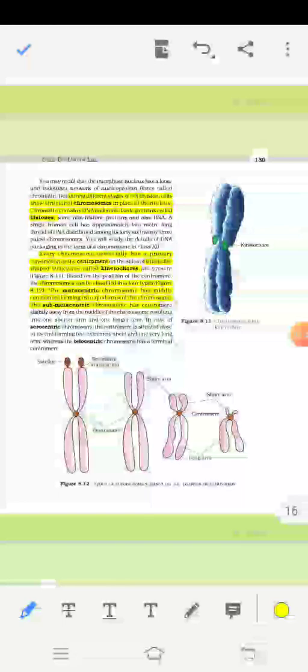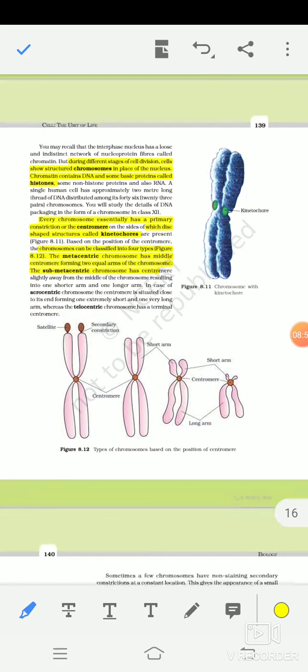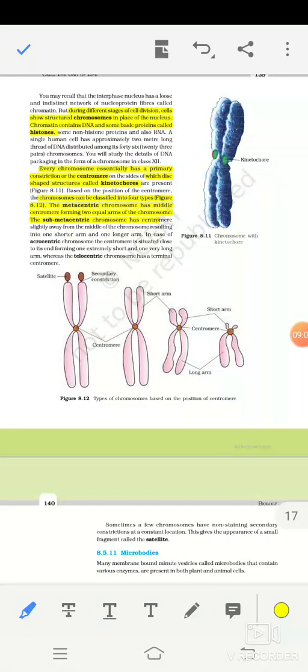During the different stages of cell division, cells show structured chromosomes in place of the nucleus. Chromosomes contain DNA and some basic proteins called histones. Every chromosome essentially has a primary constriction, the centromere, on which is a disc-shaped structure called the kinetochore. The chromosomes can be classified into four types.